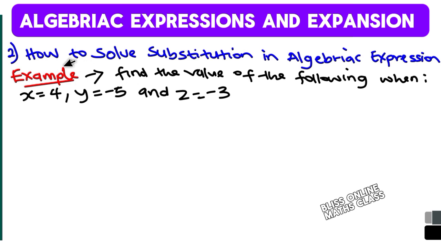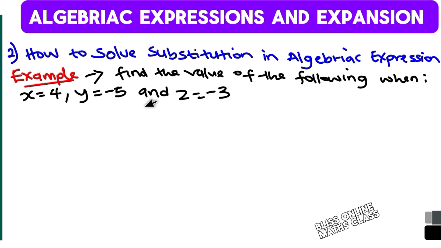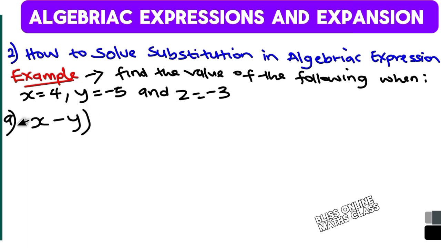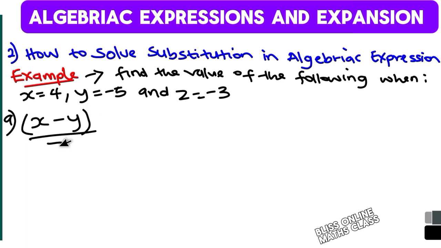So number 2, we have how to solve substitution in algebraic expression. So we are going to solve some examples. Find the value of the following when x is equal to 4, y is equal to minus 5, and z is equal to minus 3. So when you talk about substitution, all you have to do is, wherever you see the letters x, y, or z, the value that is attached to it is what you fix in there, just as the name sounds, substitution. So x we have is equal to 4.